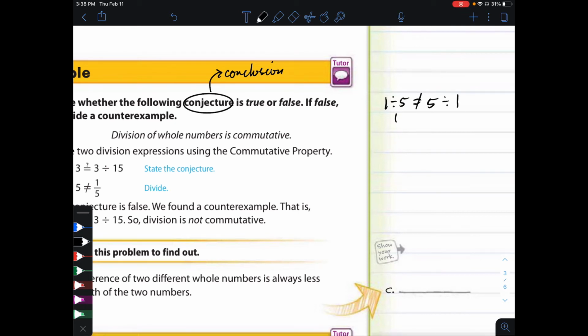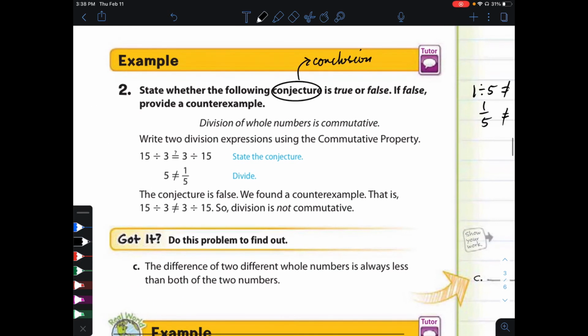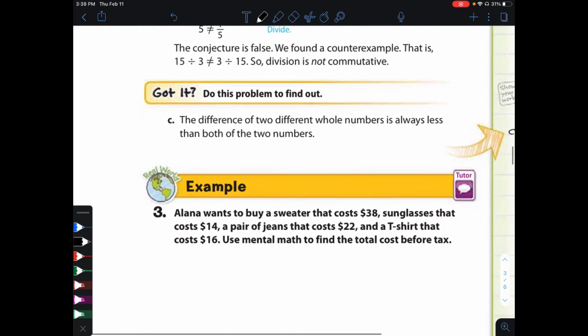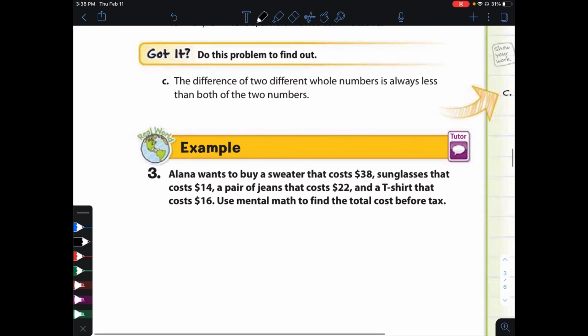1 divided by 5 is 1/5. 5 divided by 1 is 5. Big difference between the two. Okay? Do the got it problem, and let's see if you understand that example.